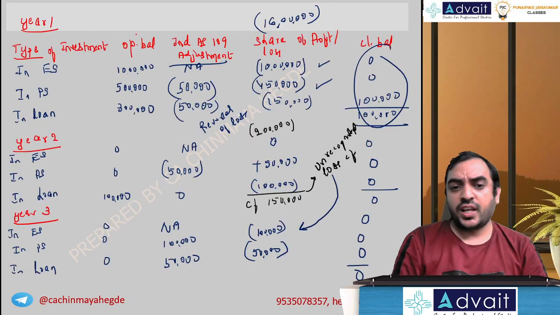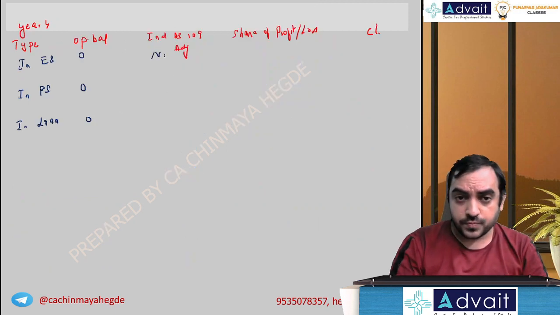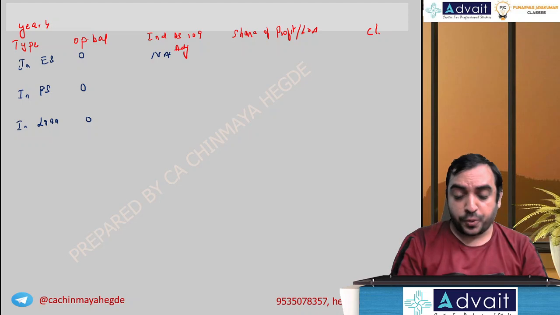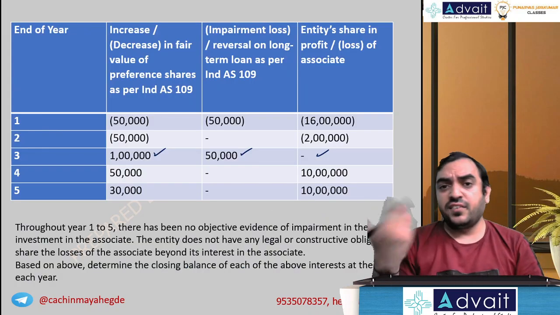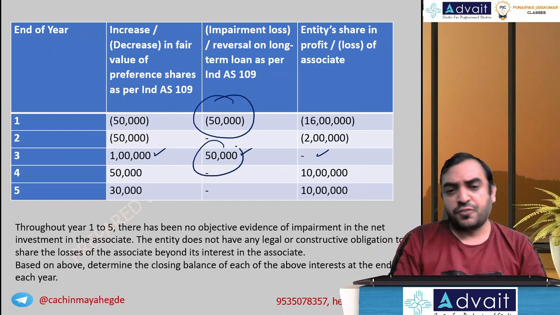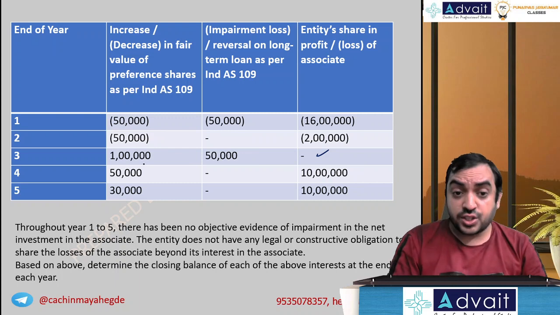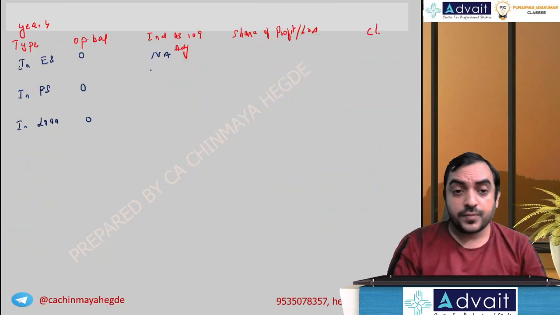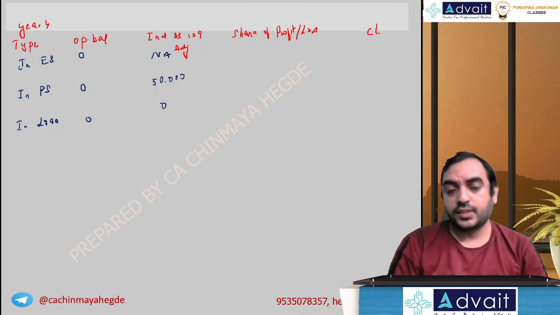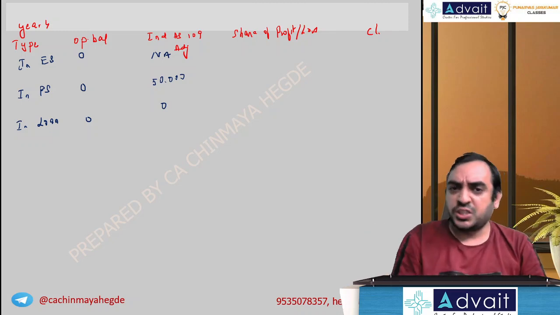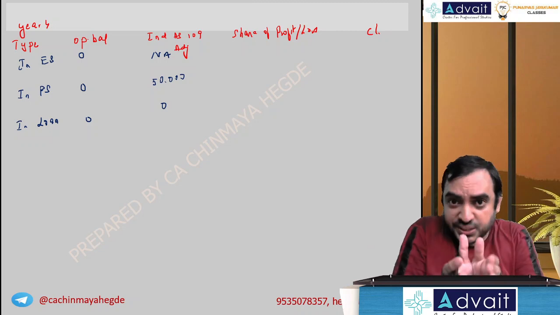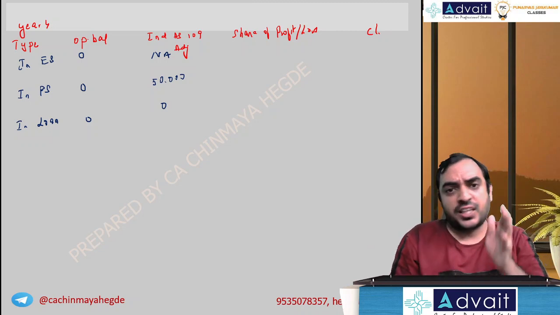What is the Ind AS 109 adjustment? With respect to equity shares, nothing, not applicable. With respect to preference shares and loan: the loan's 50,000 impairment loss is already adjusted and reversed, so for the loan there is no adjustment. For preference shares, the fair value is 50,000, which will increase the carrying amount. So 0 plus NA is 0, 0 plus 50,000 is 50,000, 0 plus 0 is 0. At this point the carrying amounts are 0, 50,000 and 0.